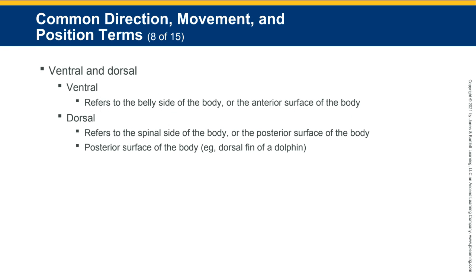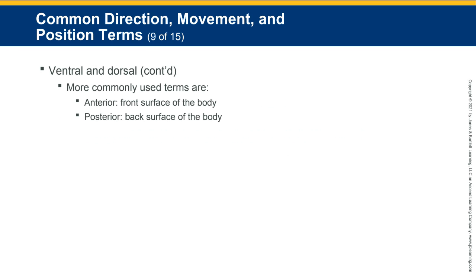Ventral and dorsal. Ventral refers to the belly side of the body or the anterior surface of the body. Dorsal refers to the spinal side of the body or the posterior surface of the body, for example, the dorsal fin of a dolphin. More commonly, you're going to see anterior and posterior, but just know that ventral is the same as anterior and dorsal is the same as posterior.